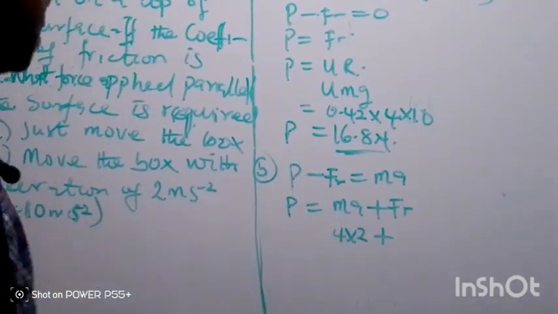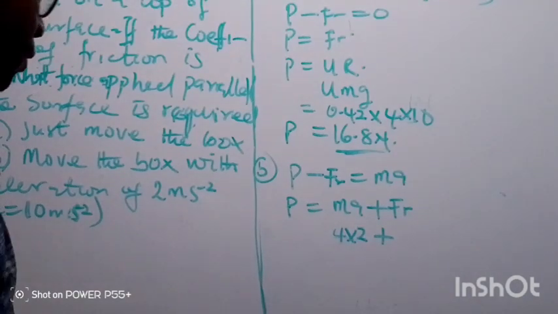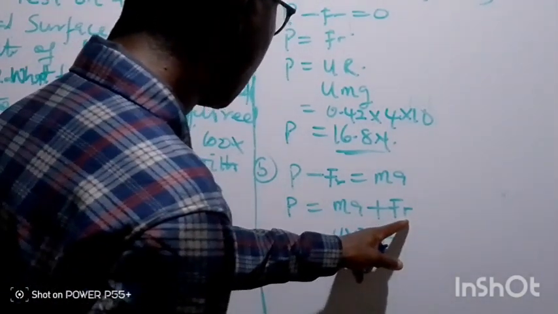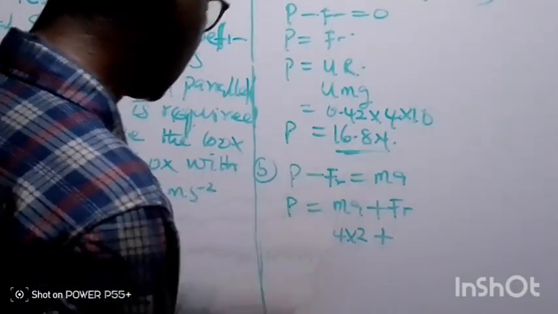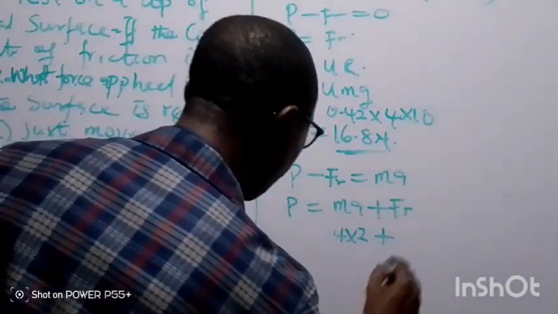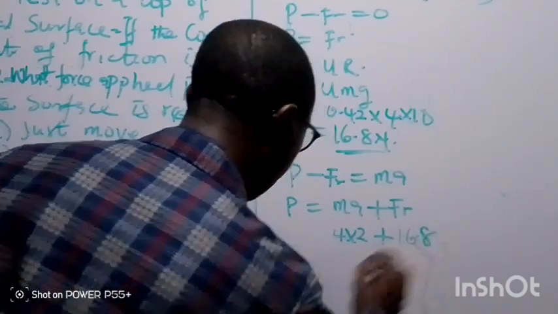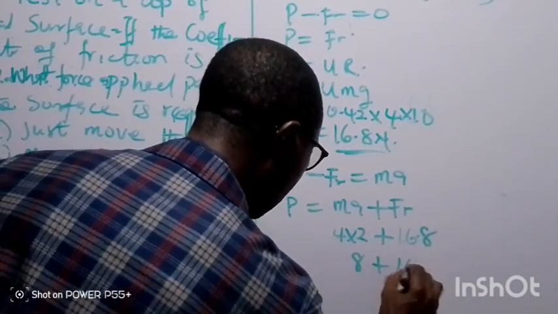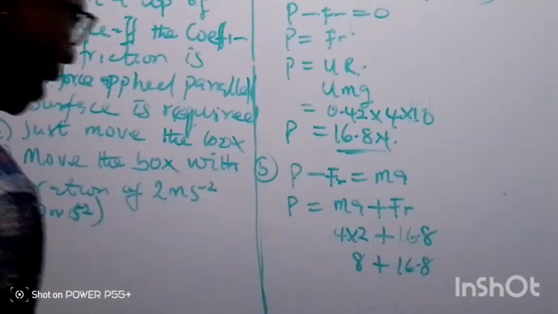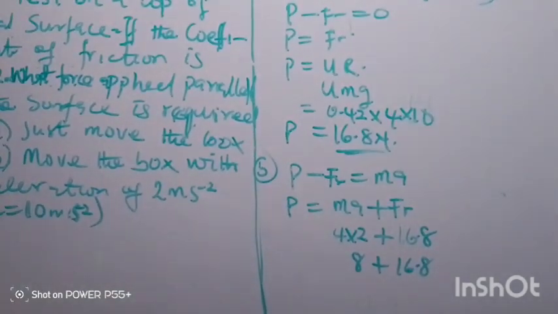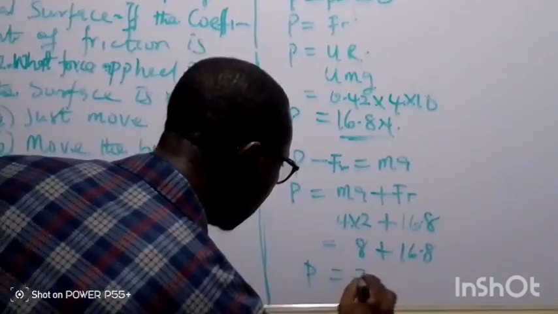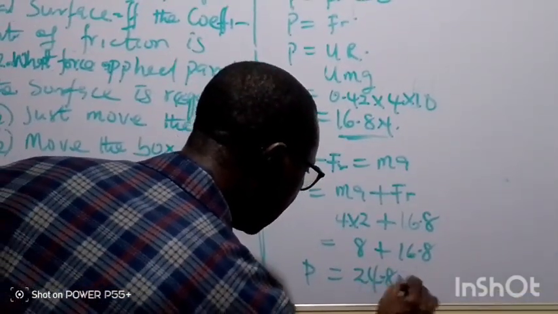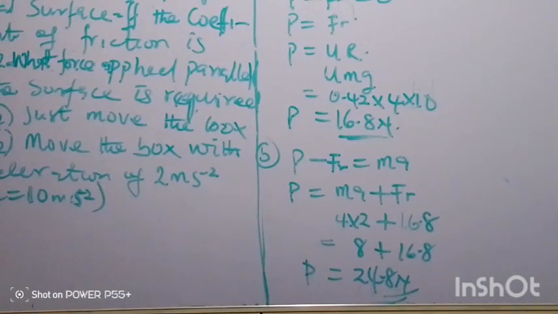So to not waste our time, already we've known that Fr is equal to mu multiplied by m multiplied by g, and it has been calculated here. That will be plus 16.8. That will be 8 plus 16.8. And this will give us 24.8 Newton. 24.8 Newton. That's the solution to this question number 5.